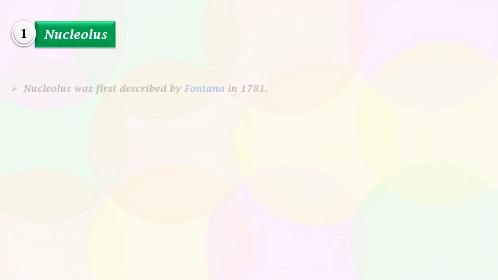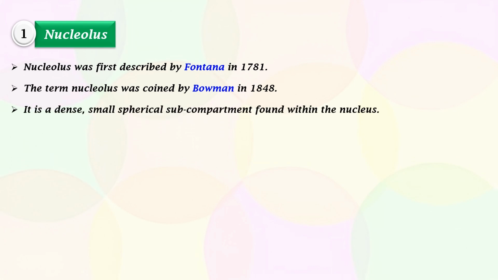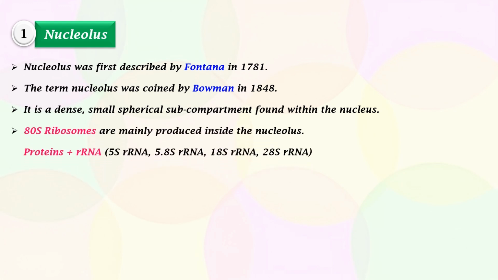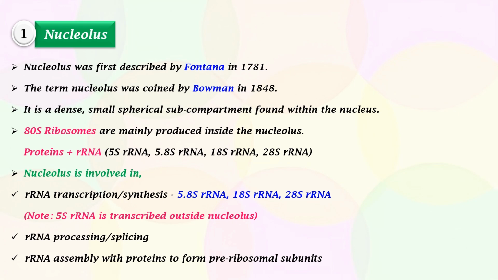Nucleolus. Nucleolus was first discovered by Fontana in 1781, and the term nucleolus was coined by Bowman in 1848. The nucleolus is a dense, small spherical subcompartment found within the nucleus. Ribosomes, which are composed of proteins and ribosomal RNA, are mainly produced inside the nucleolus. Nucleolus is involved in rRNA synthesis. Only 5S rRNA is transcribed outside nucleolus. rRNA processing. rRNA assembly with proteins to form pre-ribosomal subunits.